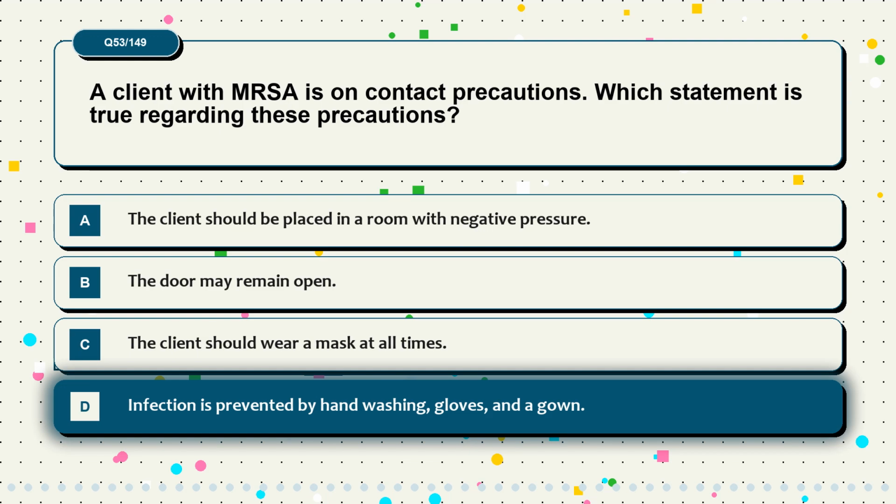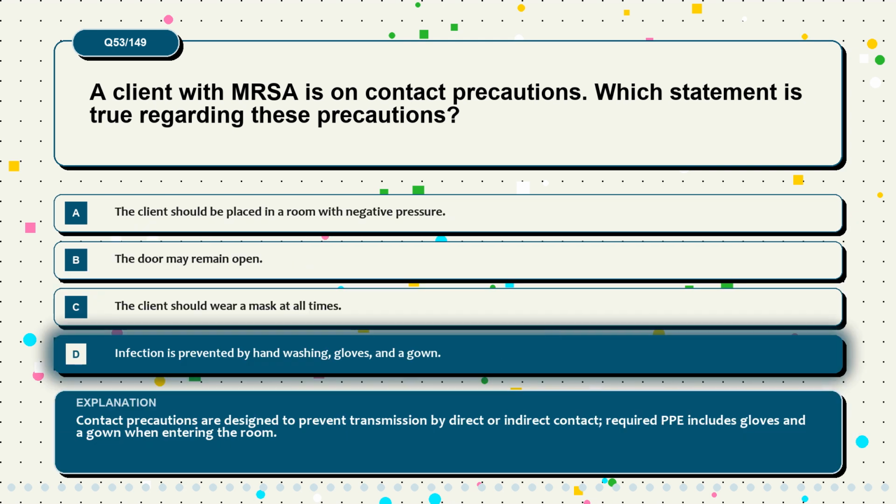The correct answer is option D. Infection is prevented by hand washing, gloves, and a gown. Contact precautions are designed to prevent transmission by direct or indirect contact. Required PPE includes gloves and a gown when entering the room.